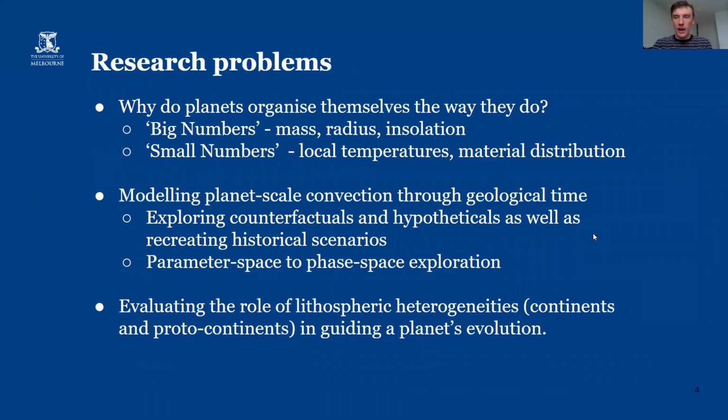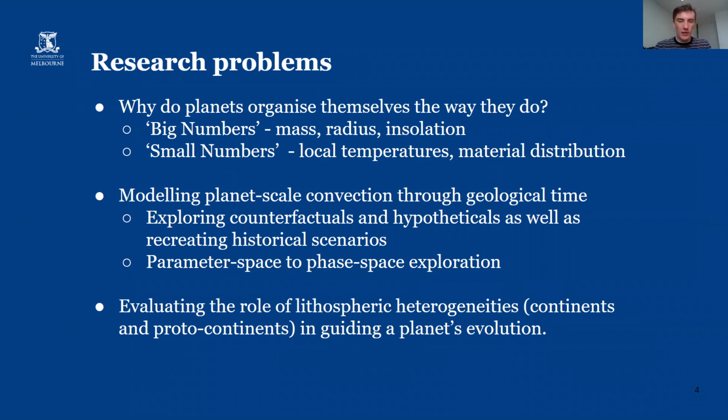My particular focus is planetary organization, planetary destiny. Why are planets as they are? Is it to do with their big numbers, the mass, radius, insolation, or is it to do with the small numbers, the configuration of the system, where the hot areas are, where different rock types are, that sort of thing? We are modeling the planet scale convection all the way through geological time, exploring lots of different counterfactuals and hypotheticals, as well as the historical scenarios that we're all familiar with.